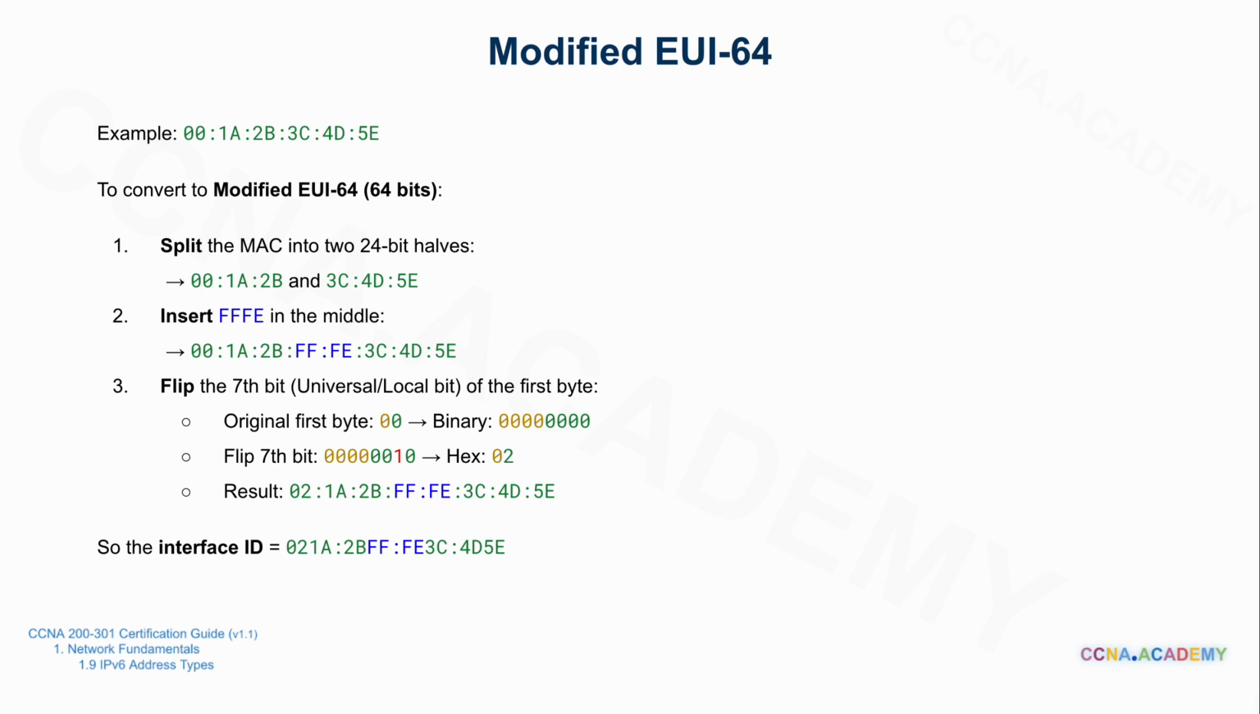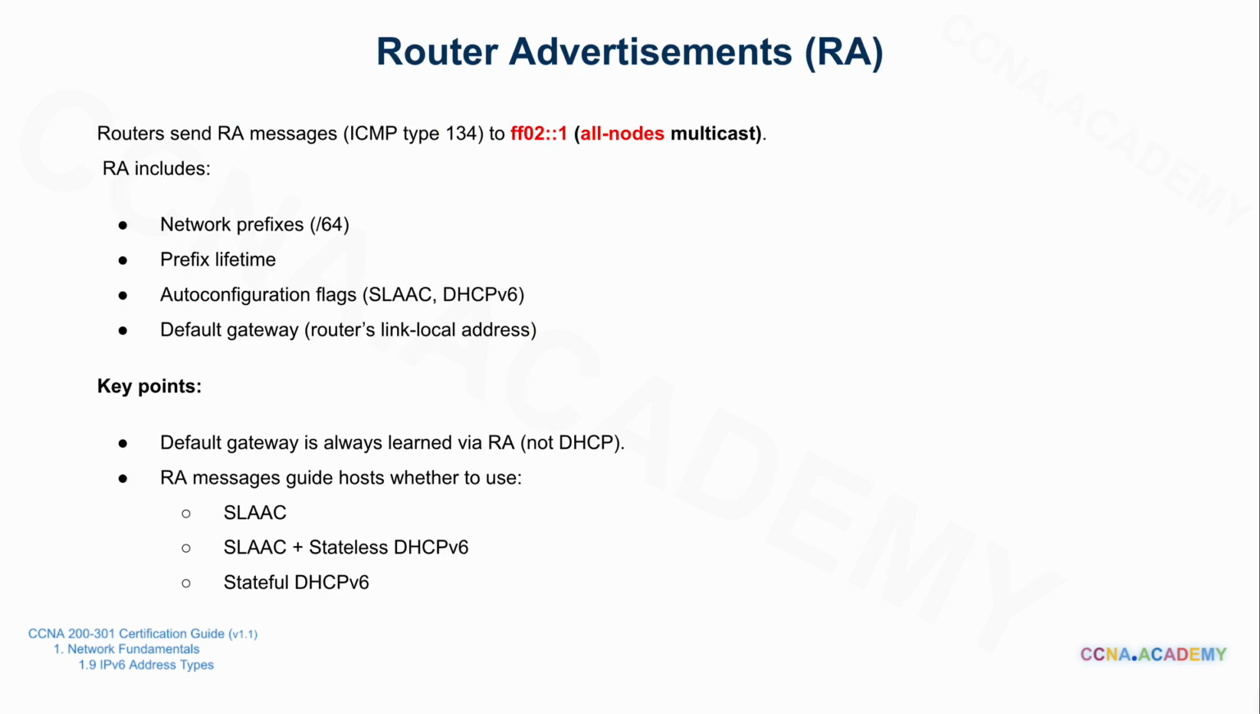Step 3. Flip the 7th bit of the first byte. The original first byte is 00, which in binary is all zeros. Flipping the 7th bit turns it into 02, so the final interface ID becomes 021A2B FFFE 3C4D5E.